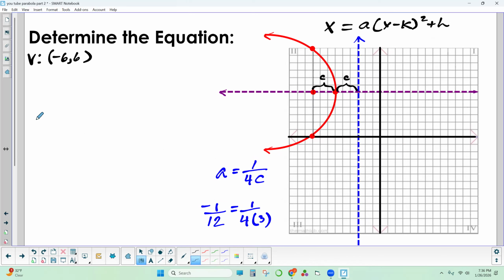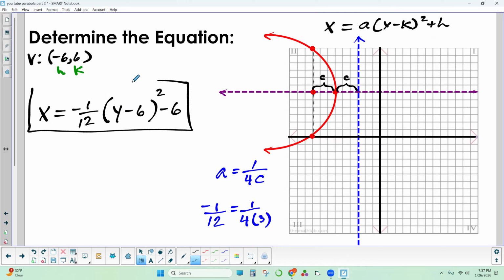So I'm going to start writing my equation here. It's in terms of x equals negative 1/12 y squared. Okay? And my vertex is negative 6, 6. But remember, we're looking at a vertex, right? This is h, this is k. h goes outside of parentheses here because it is a horizontal parabola. Okay, so I'm going to put that here and then k inside here. Okay, and there is our equation.